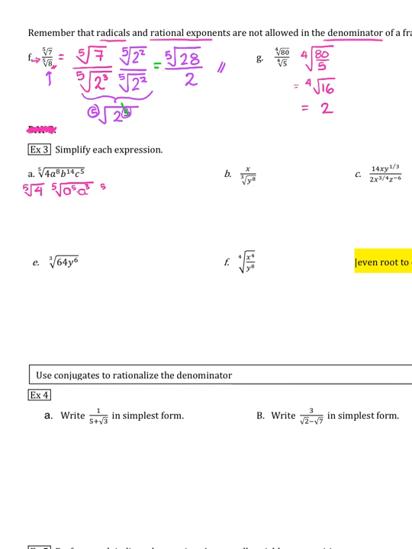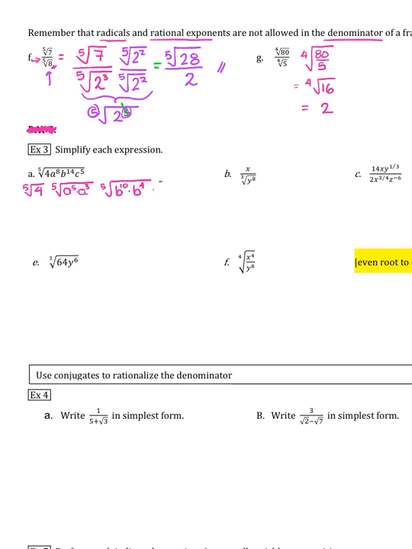I'm going to break up b to the 14th in such a way that I have a multiple of 5, the biggest multiple of 5 that goes into 14. So I'm going to break this up as b to the 10th times b to the 4th, because 10 plus 4 is 14.